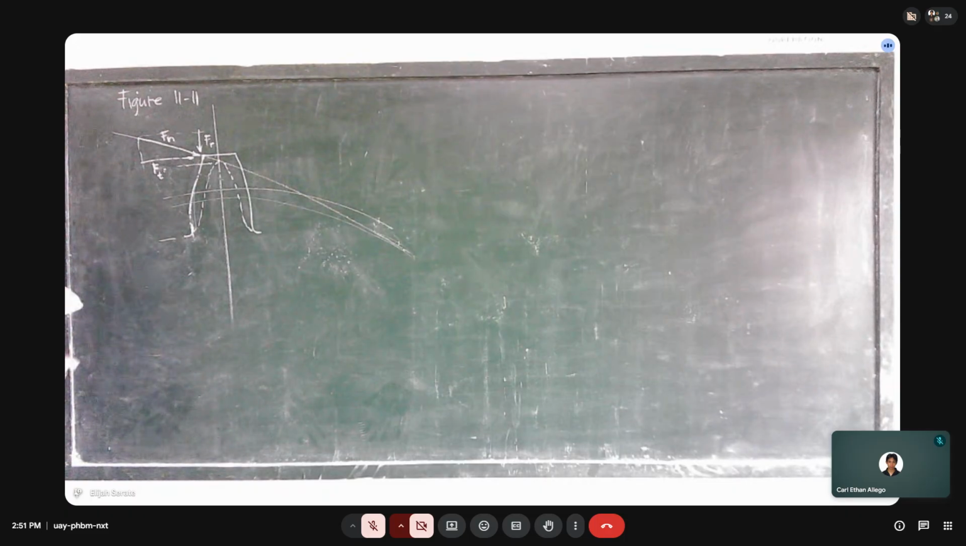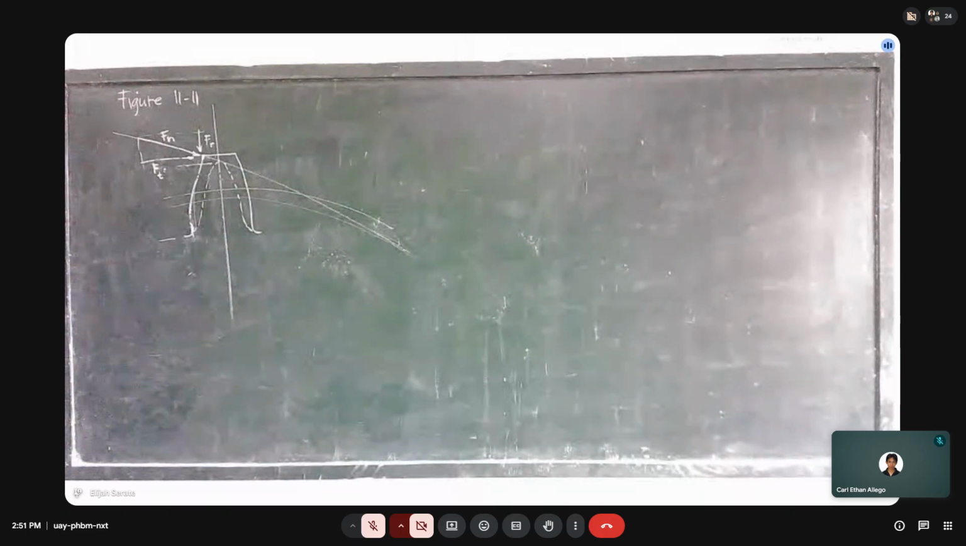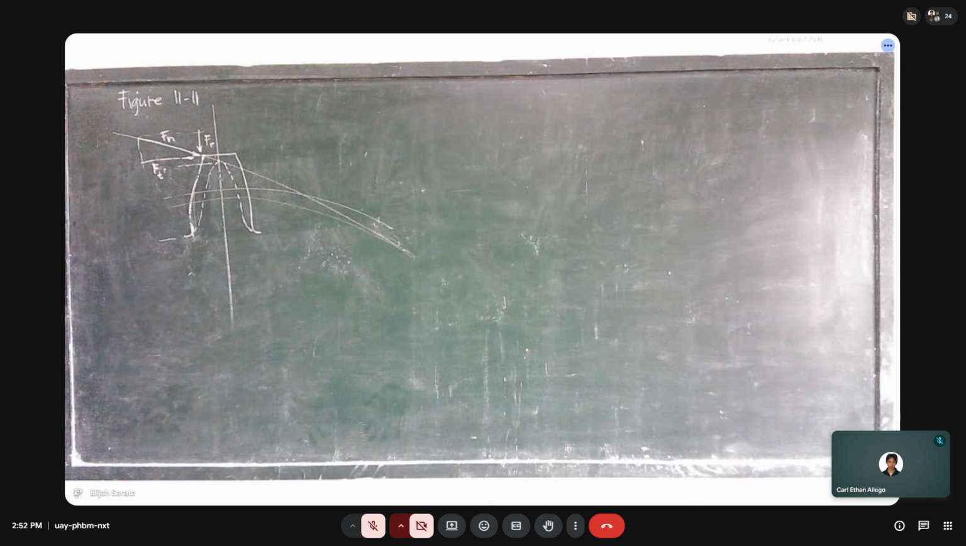Since the tooth is like a cantilever, then what we are going to use for the stress, the strength of the gear, is one more cantilever equation. This is called the Lewis equation. So, the Lewis equation, this is for strength.